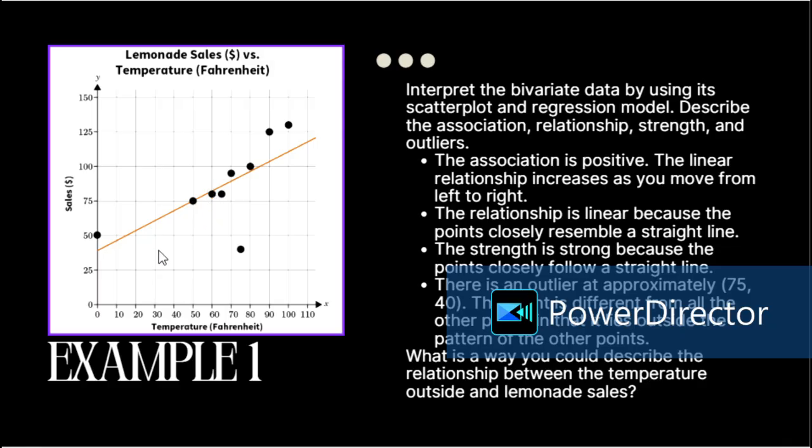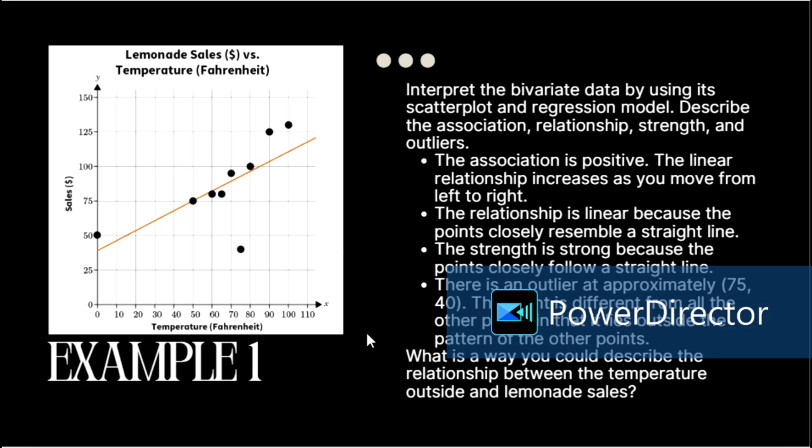The strength is strong because the points closely follow a straight line. Sure, if you say so, these ones do, maybe these ones. There is an outlier at approximately 7540. This point is different from all the other points in that it lies outside the pattern of the other points. These ones you can all kind of be like, okay, I can see that being part of the line, not this one. That makes it an outlier.